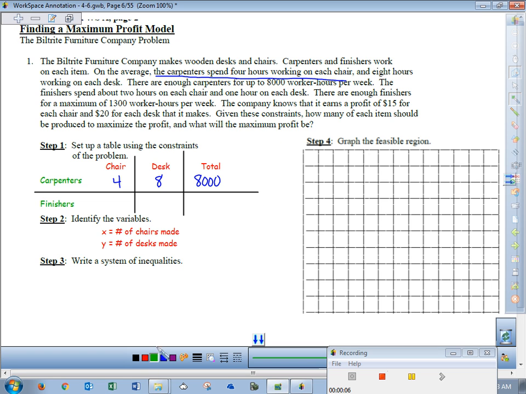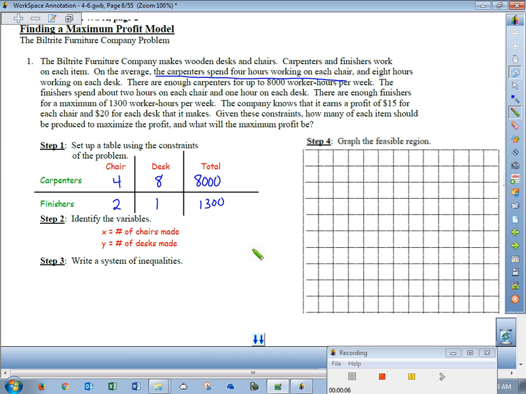Then they give us a whole new set of information about the finishers. The finishers spend about 2 hours on each chair, so finishers and chair will be 2 hours, and 1 hour on each desk, and they can work for a total of 1,300 hours. So really, the table is very, very crucial if you know where to put all your labels, like chairs and desks. They go up top because that's what X and Y stand for, and the other stuff goes over here.